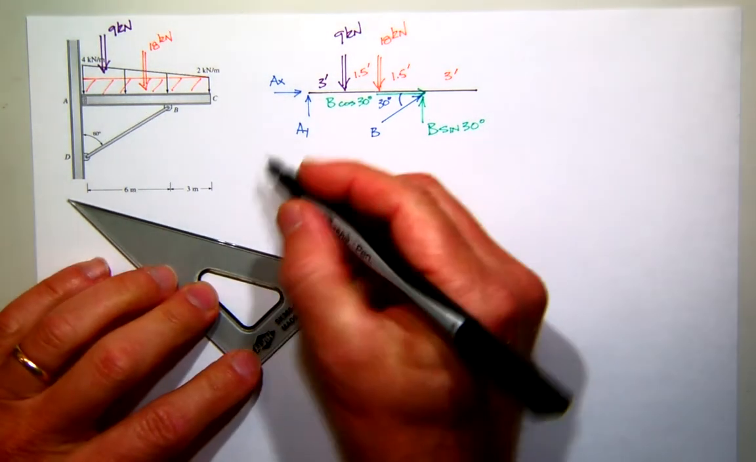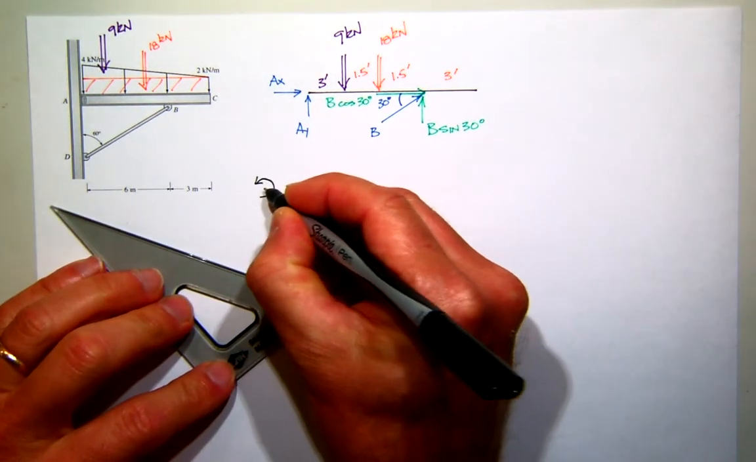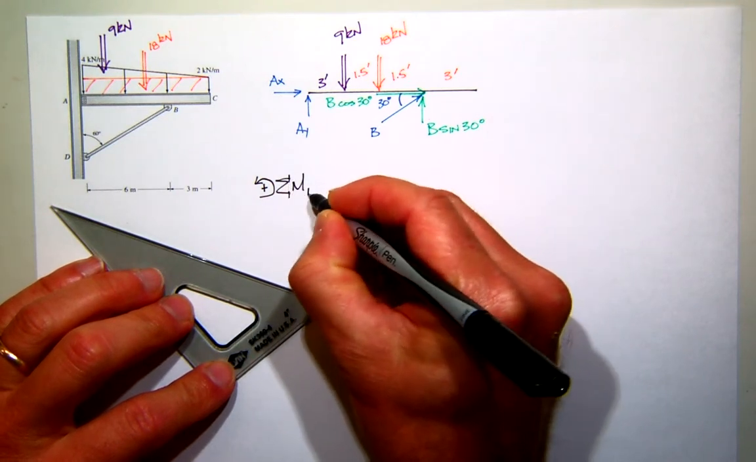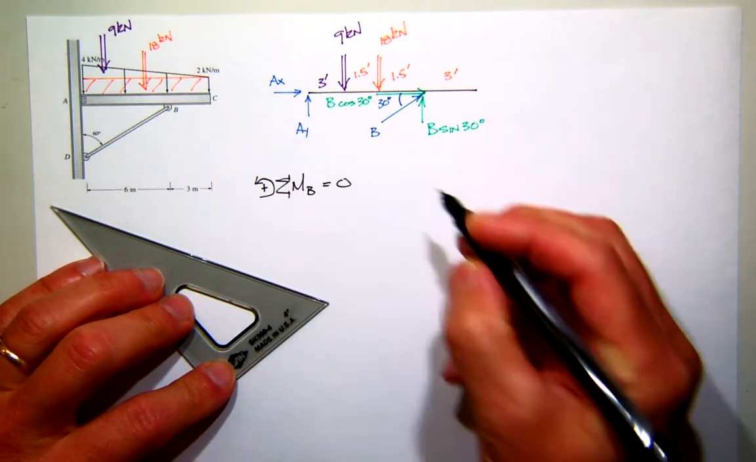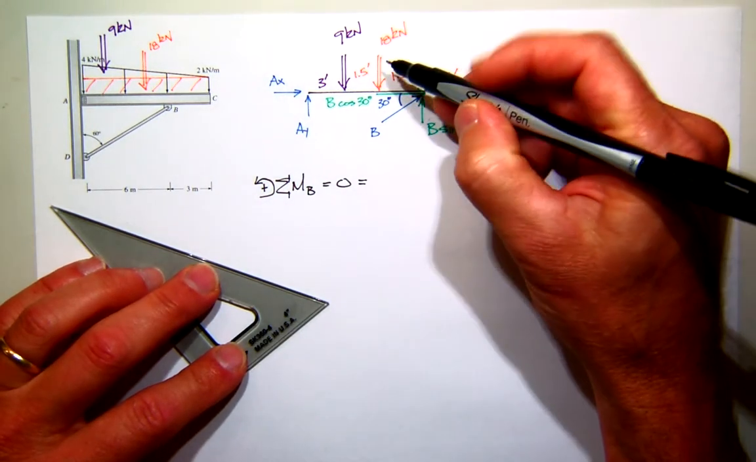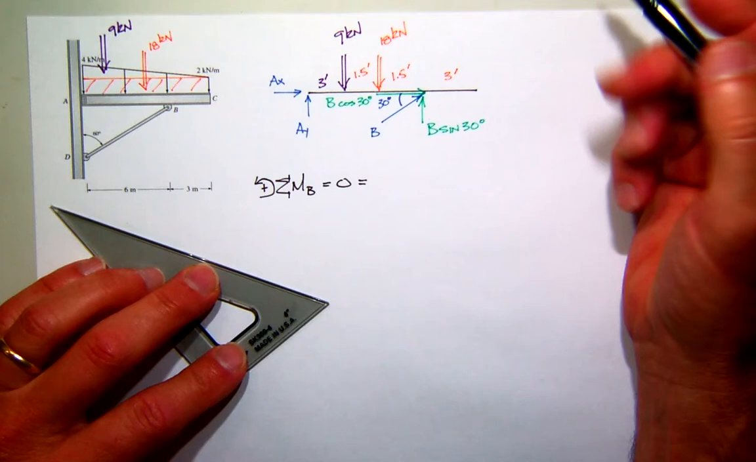So let's do that. So again, right-hand rule for my sign convention, and I'm going to sum my moments about B and make sure they're in equilibrium. So let's start. So summing about B, both my applied forces are creating positive or negative moment.